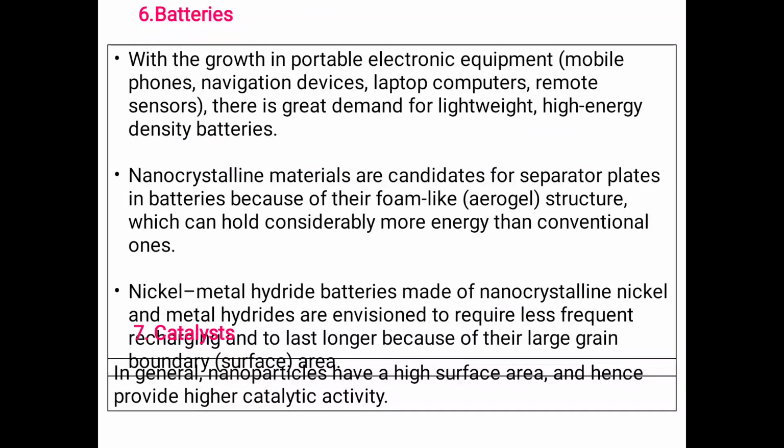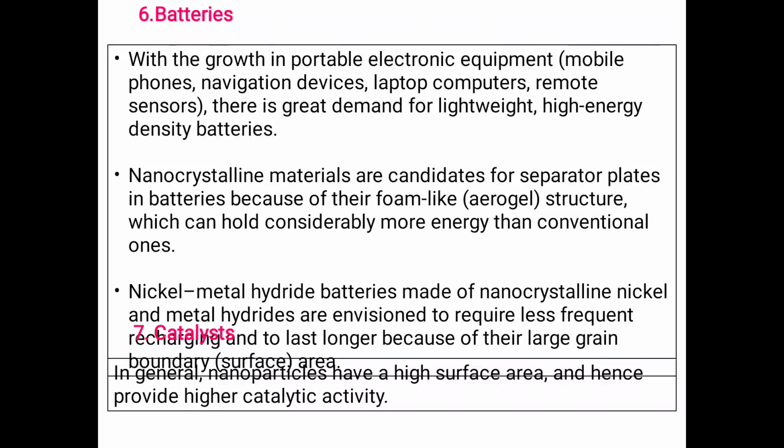They can be used in batteries. With the growth in portable electronic equipment, that is mobile phones, navigation devices, laptop computers, remote sensors, there is a great demand for lightweight, high energy density batteries. Nanocrystalline materials are candidates for separator plates in batteries because of their foam like, that is aerogel, structure, which can hold considerably more energy than conventional ones. So, nickel metal hydride batteries made of nanocrystalline nickel and metal hydrides are envisioned to require less frequent recharging and to last longer because of their large grain boundary area.